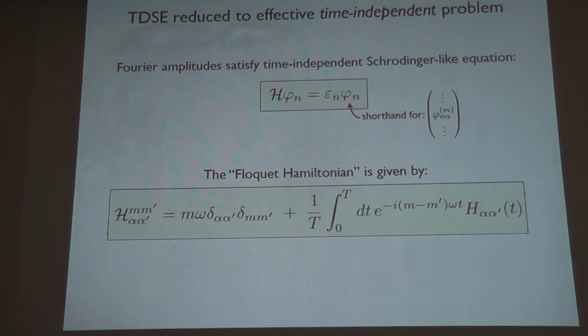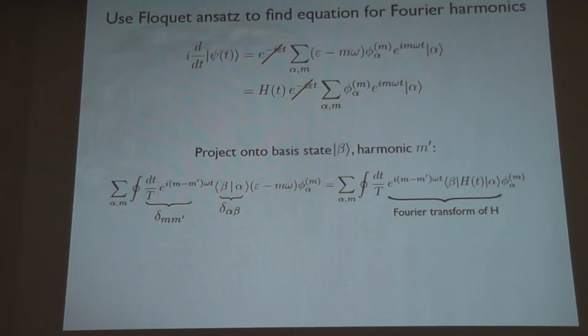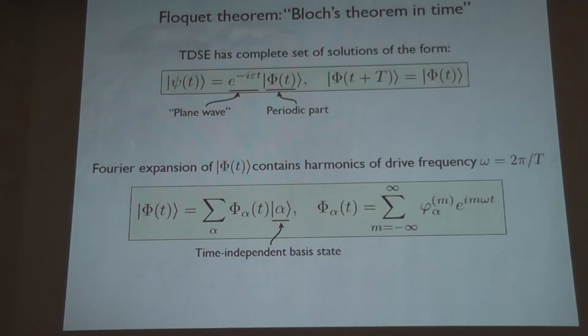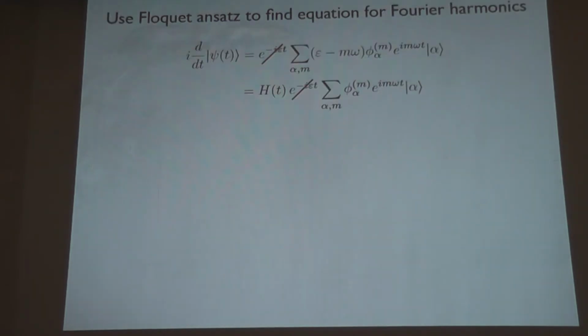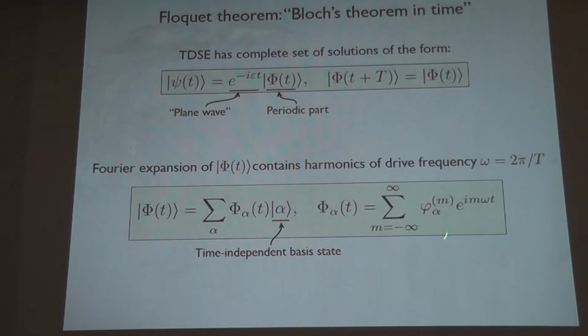So we must have paid a price, and the price that we paid is that originally we had some Hilbert space. I didn't tell you how big it was, but let's say that this alpha here, which is our basis, takes n values. Suppose there was a two-level system, there are two different values of alpha. If it's an n-level system, there's n of them. But now we have a list of Fourier coefficients, and for each harmonic m, I have n of those. But then this m actually runs from minus infinity to infinity.